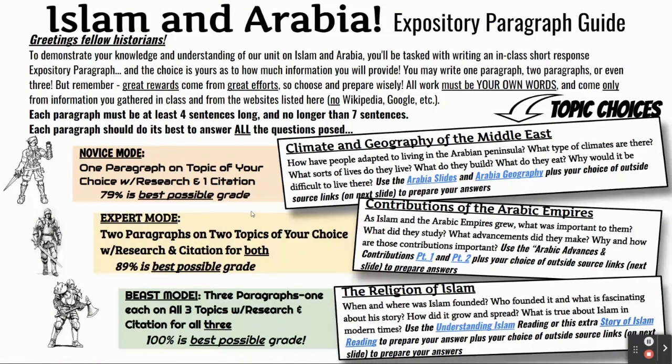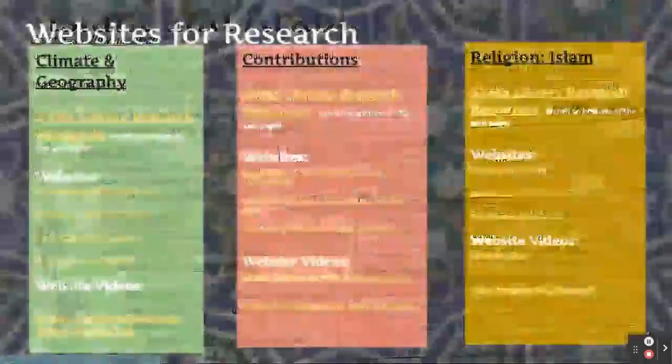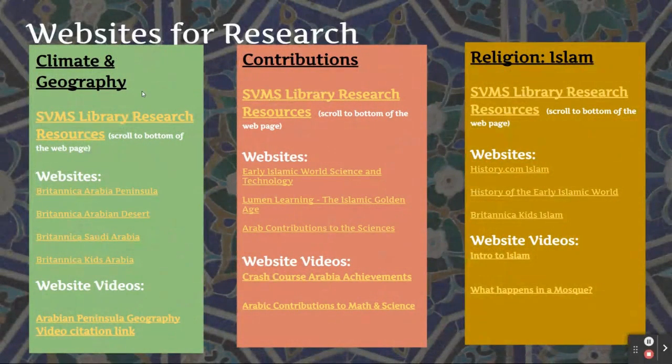The first slide tells you it's this guide that we already looked at. The second slide are the research links that you need. So if you're writing your paragraph on the climate and geography of the Arabian Peninsula, here are some websites that can add to your information. Here's a video. If you're writing on the paragraph about the advances and contributions, here's some wonderful websites you can use that will add information and a couple of videos if you prefer to watch a video. You only have to do one, okay? So you choose any one of these.